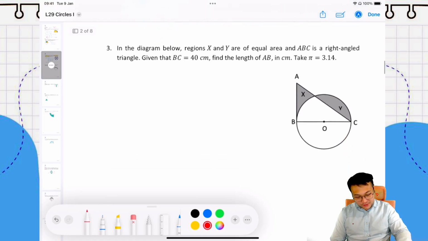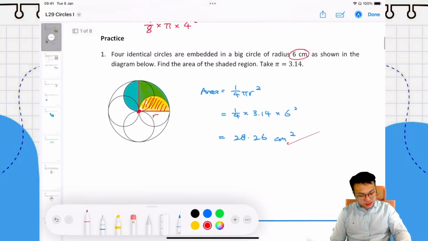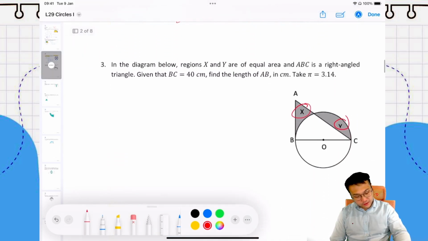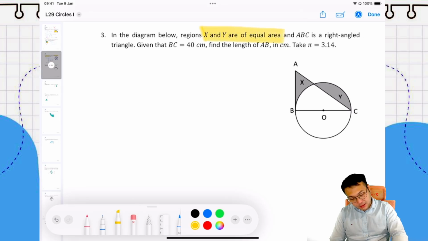Okay, let's try question 3. So in the diagram below, regions X and Y are equal. They are telling you that this equals this. I know it doesn't look that way. Hey, you know what? Didn't we show that A and B are equal for this question? Yeah. So it's not that unbelievable, right, for area X and area Y to be equal to each other. So they are telling you that region X and Y are equal.